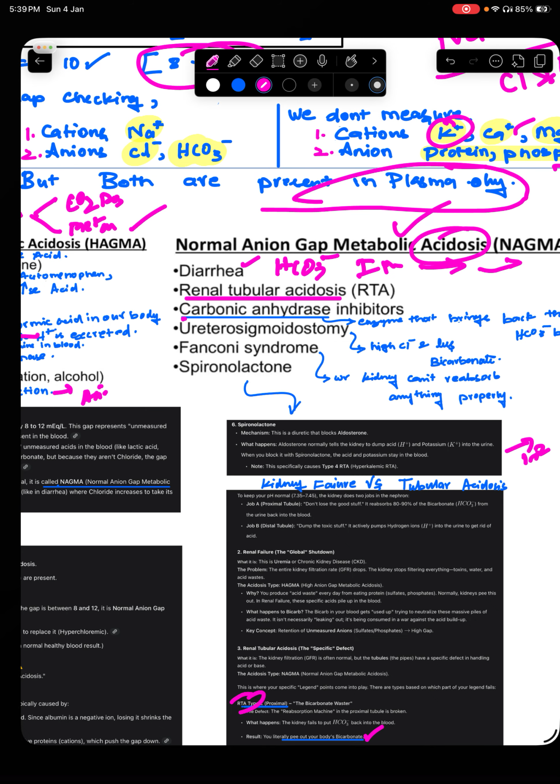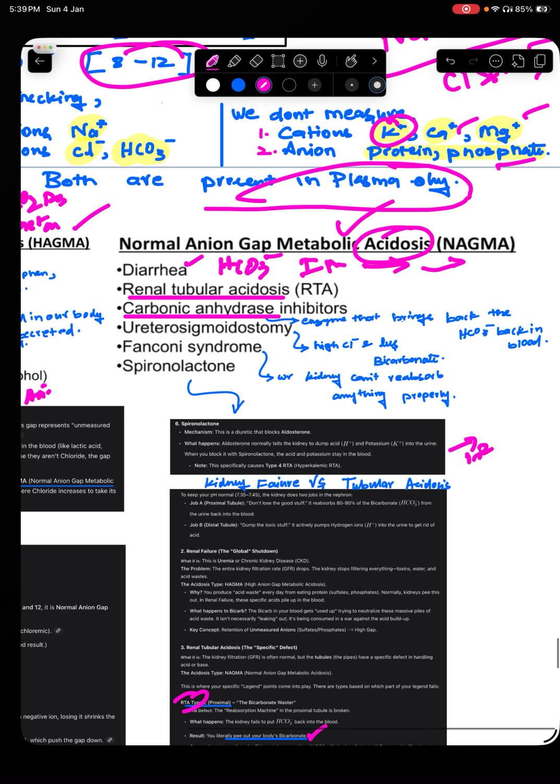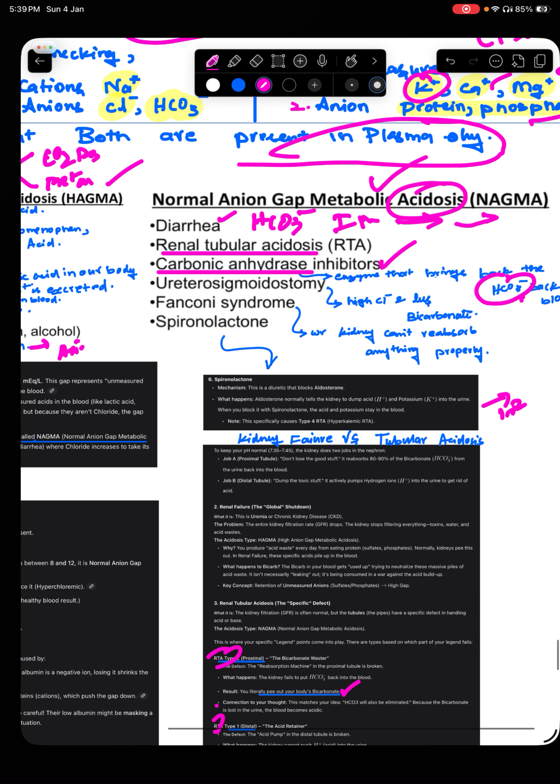Carbonic anhydrase, guys, this enzyme brings back HCO3 in blood, but if at all we give inhibitors, then obviously it can't bring back the HCO3.